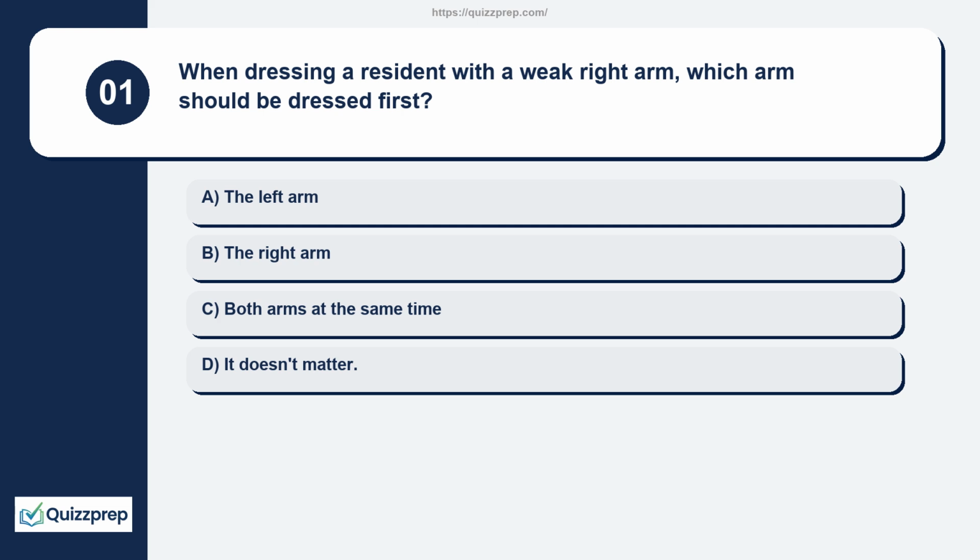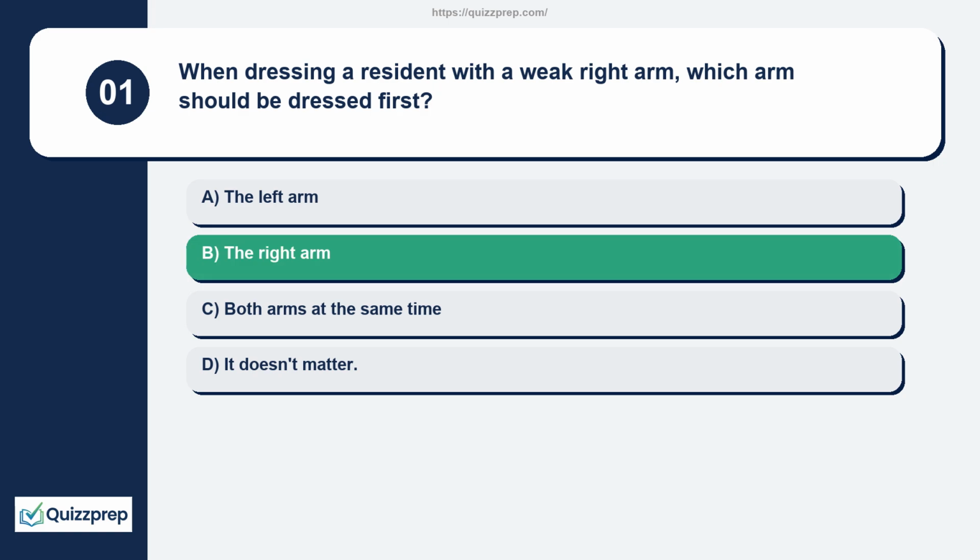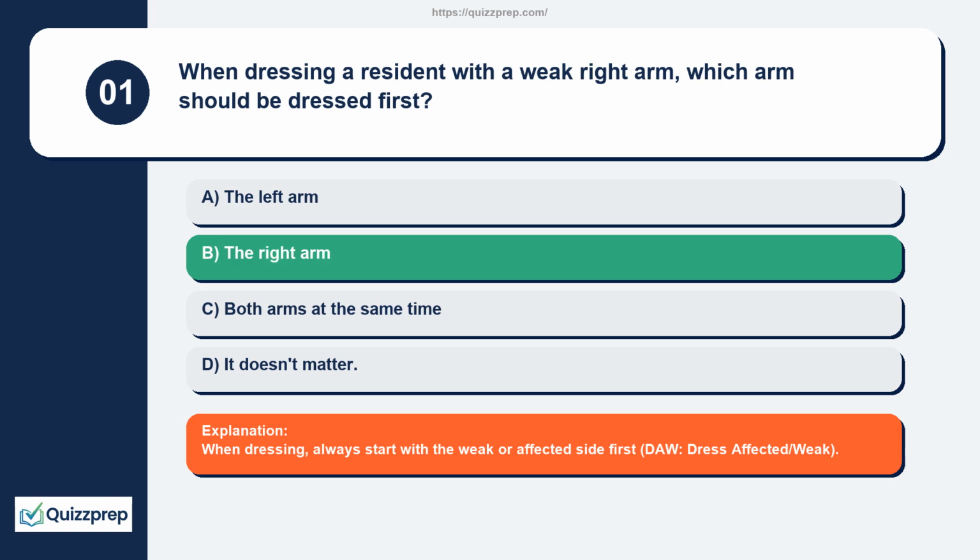Question 1. When dressing a resident with a weak right arm, which arm should be dressed first? The left arm, the right arm, both arms at the same time, or it doesn't matter? When dressing, always start with the weak or affected side first. Dress affected/weak.